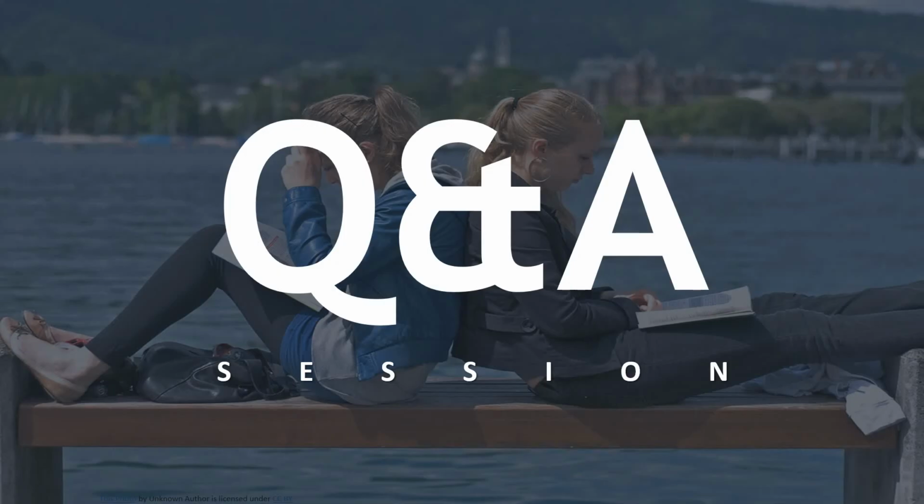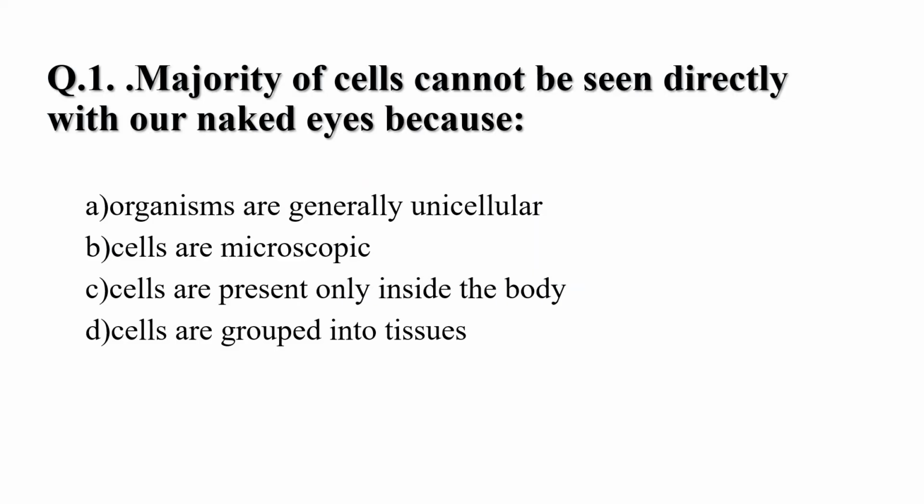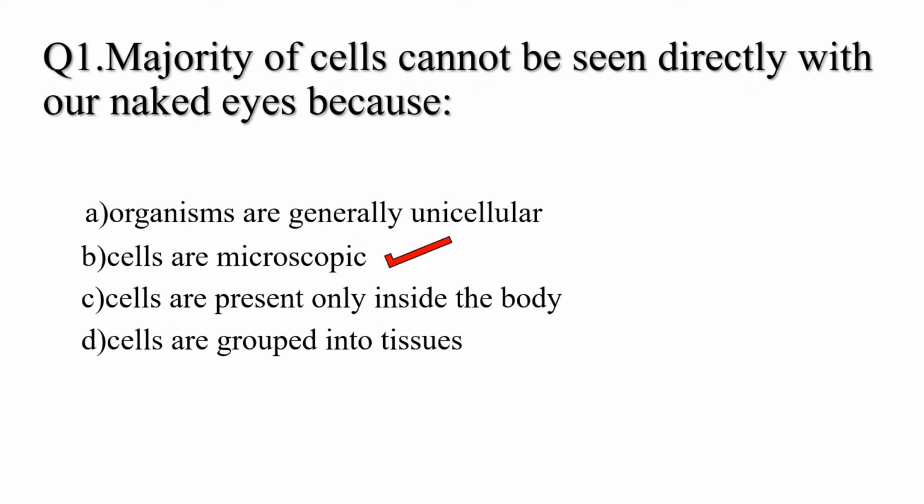Now, let us revise what we have learned today. Question 1. The majority of cells cannot be seen directly with our naked eyes because: A. Organisms are generally unicellular. B. Cells are microscopic. C. Cells are present only inside the body. D. Cells are grouped into tissues. And the right answer is B.